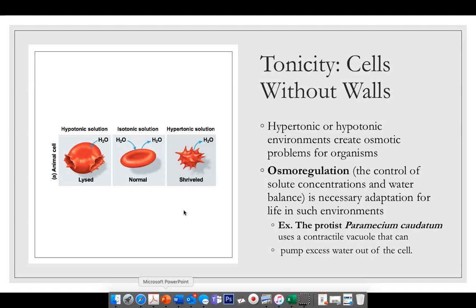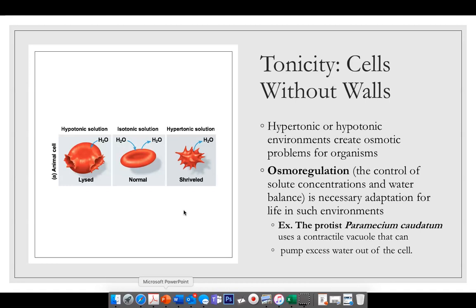For cells without cell walls, hypertonic and hypotonic environments are going to create osmotic problems for that organism. Paramecium, again, use what's called a contractile vacuole. Remember, a vacuole is an organelle that can store water. Well, with paramecium being a single cell organism, in order to control the flow of osmosis, so for osmoregulation, they use a contractile vacuole, which has the ability to pump out excess water when needed.